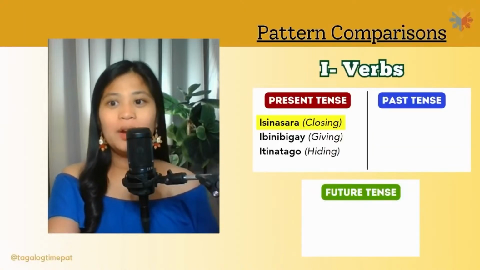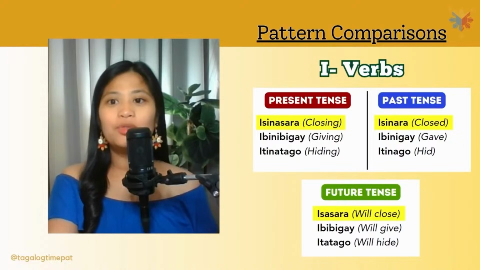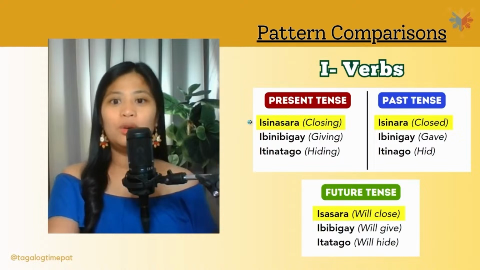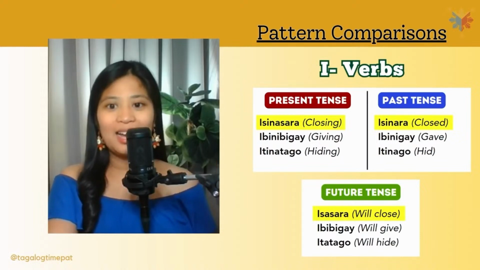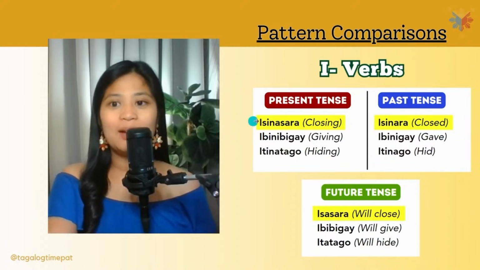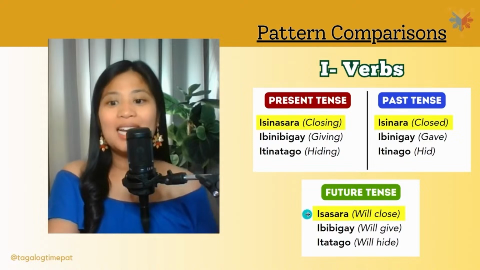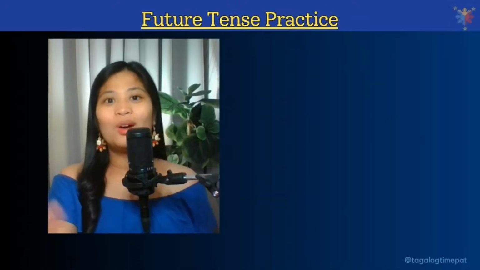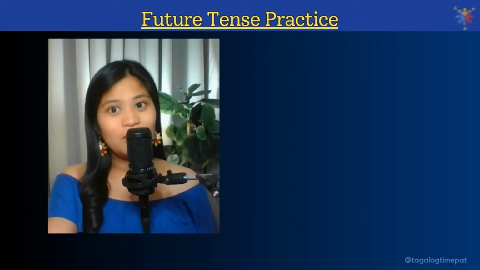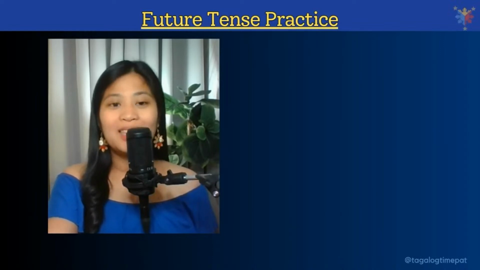Let's go ahead and compare all of these conjugation patterns for i-verbs. In the present tense, isara, to close, is isinasara. That means closing. Past tense, it's isinara, closed. And then in the future tense, it's isasara, will close. All right, so those are all of the future tense conjugation patterns for the verb types in Tagalog.